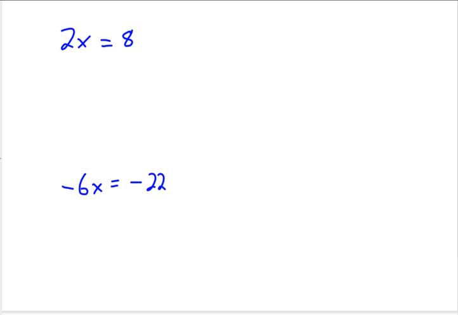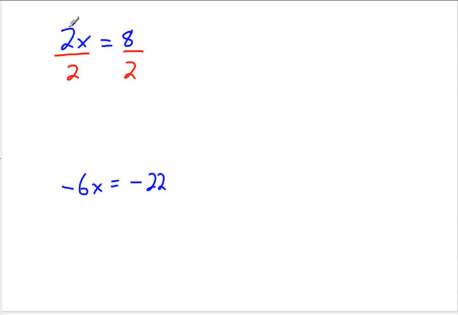Let's move on to another problem. So in this problem, 2 is being multiplied to x. The inverse of multiplication is division. So we need to divide both sides by 2 in this case. So we're going to divide both sides by 2.